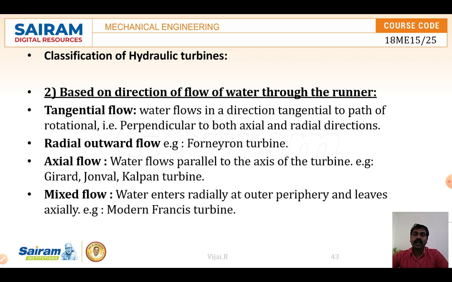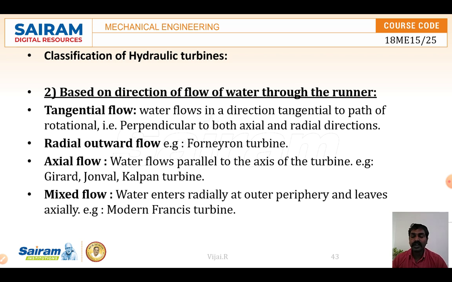And based on the direction of flow of the water through the runner, we can call it tangential flow, radial outward flow, axial flow, and mixed flow. Tangential flow: we bring the water through the pipe from the dam, and we make it hit the turbine blades. So the water directly hits the blade in a tangential process.